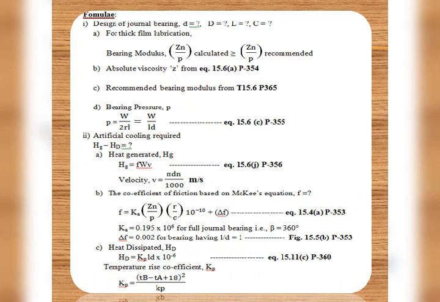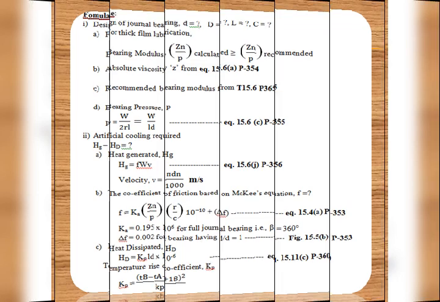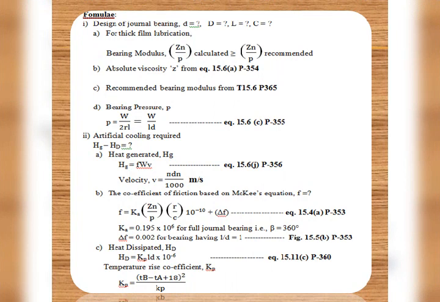That is equation number 15.4a, page number 353, where k suffix a is equal to a constant 0.195 into 10 to the 6. That is for full journal bearing. Since in the problem he has not mentioned the angle of the journal bearing, we took it as a full journal bearing, so beta is equal to 360 for the corresponding value of k suffix a. Then delta F, here we are assuming it is a square bearing, since he has not given the relation between L and D.